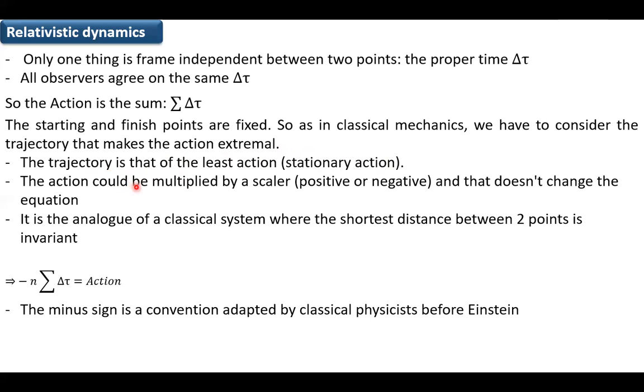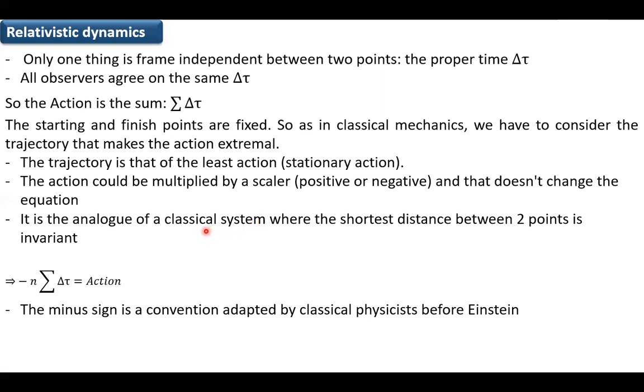Okay, the action is invariant, so you can multiply it by a scalar, positive or negative or whatever the scalar is, or you can add or remove scalars, and it doesn't change the physics of the equation. If you have an invariant quantity, you add a scalar, or remove a scalar, or even multiply by a scalar, the physics is the same. This would be useful when we see the mass in our Lagrangian.